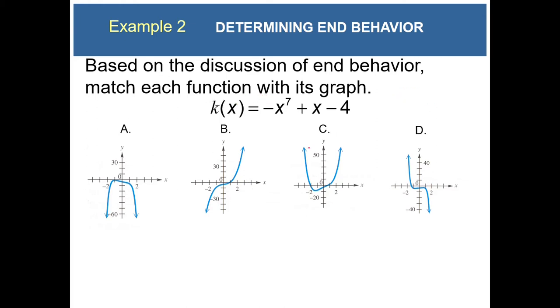Let's look at k of x being equal to negative x to the 7th plus x minus 4. Now we have a negative in the front, and this is an odd power. Since this is an odd power, I have two possibilities. The tail could go down on the left and then go up, or be up and then go down. I know it must be the second case since there's a negative in the front. So the tail on the left has to go up and the tail on the right has to go down. So the graph looks like graph D.